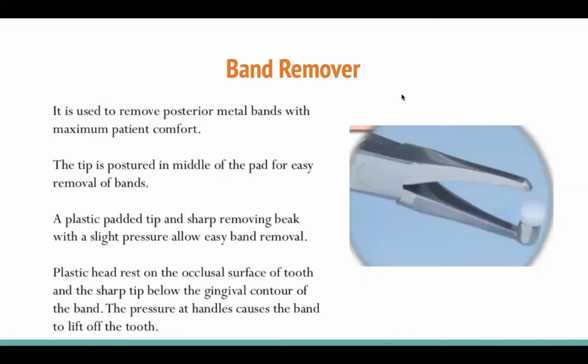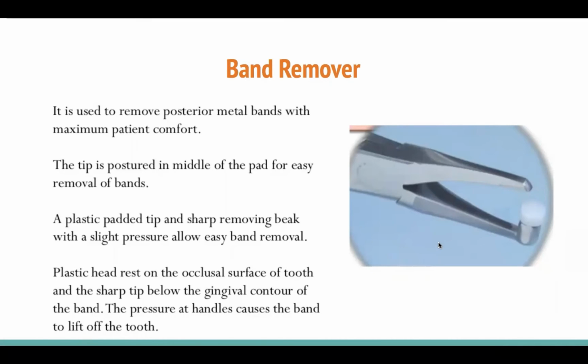So how do you use a band remover? It is used to remove the posterior metal band with maximum patient comfort. The tip is positioned in the middle of the pad for easy removal of the band. So try to use it in the middle to have a grip. A plastic padded tip and the sharp removing beak with a slight pressure allow easy band removal. So this tip is on the top of the tooth. This one goes in the gingival region.